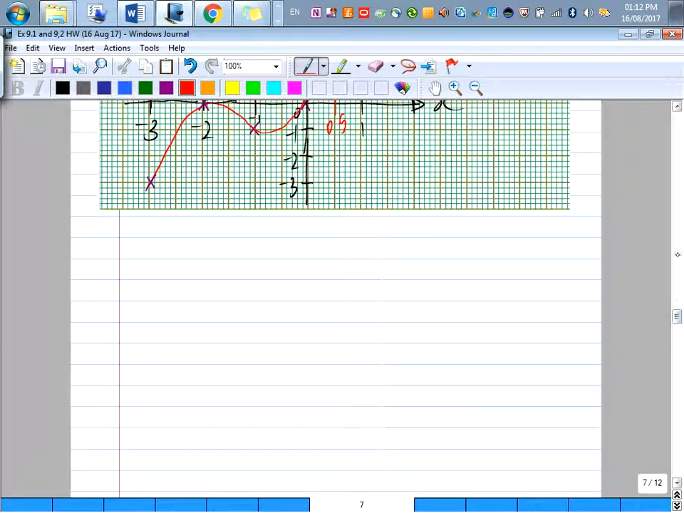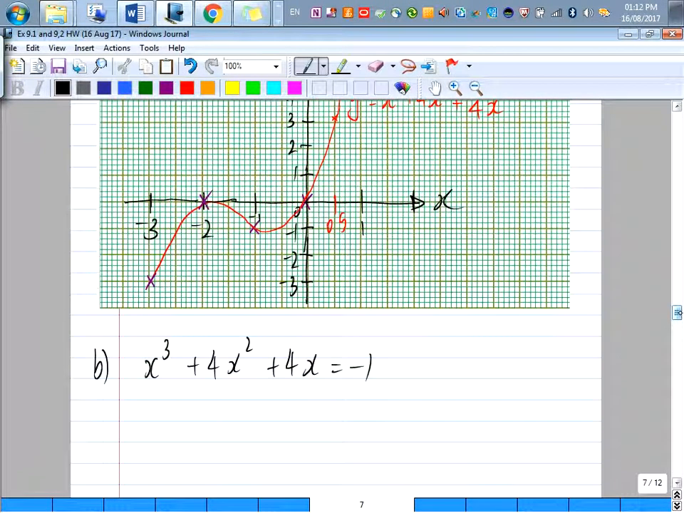Okay, then part B. That's the interesting one. Use your graph to solve the equation x cubed plus 4x squared plus 4x equals -1. Okay, how do we do this? We said this before many times, huh? Using your graph to solve an equation. It is going to involve simultaneous equations. It is going to involve two graphs intersecting each other.